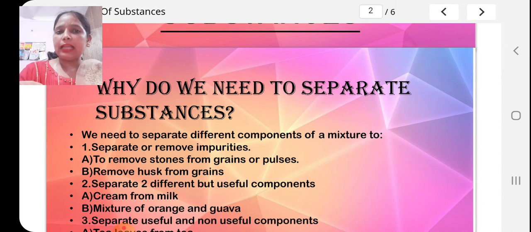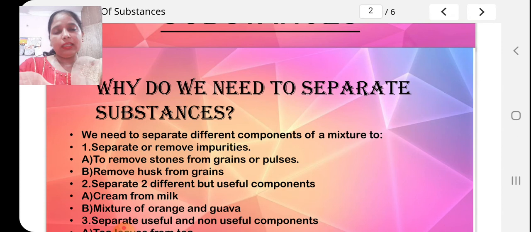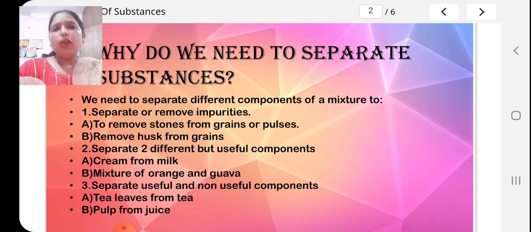And the second thing is that we want to separate two different but useful components. If there is a mixture of two different but useful components, then we have to separate those components. For example, if we want to separate cream from milk, then we have to use the churning method for the separation of cream from milk. Mixture of orange and guava or a mixture of different things. We want to separate the useful components, then we have to use different separation techniques.